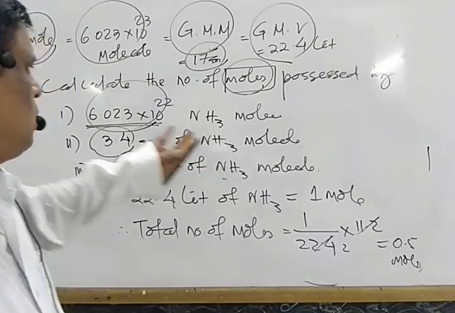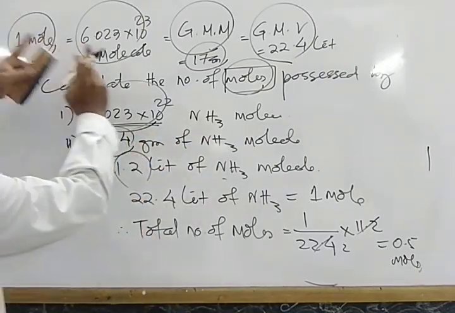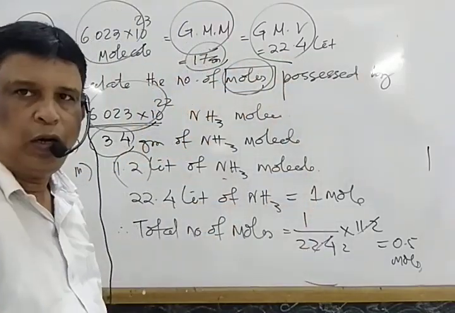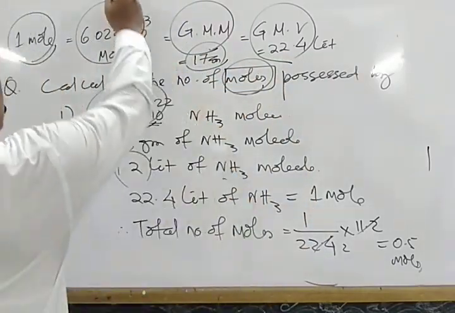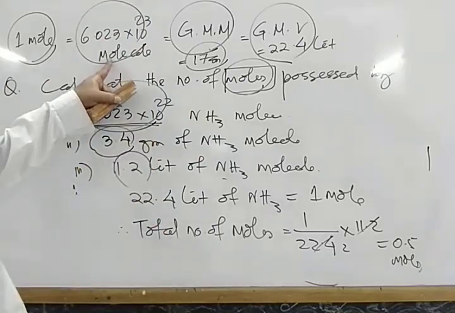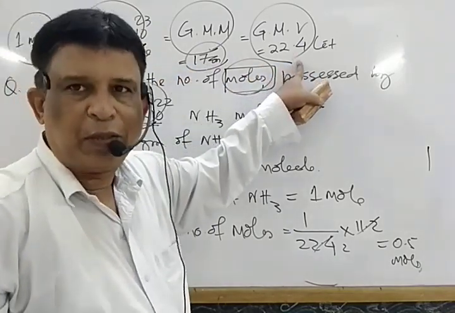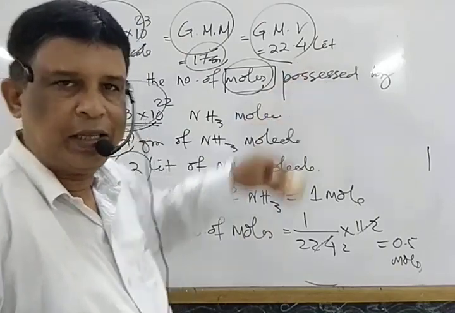Okay. So that means we calculate a mole with respect to molecule, with respect to gram, with respect to volume. Now we calculate the number of molecules with respect to mole, with respect to mass, and with respect to volume. Mark that relationship.